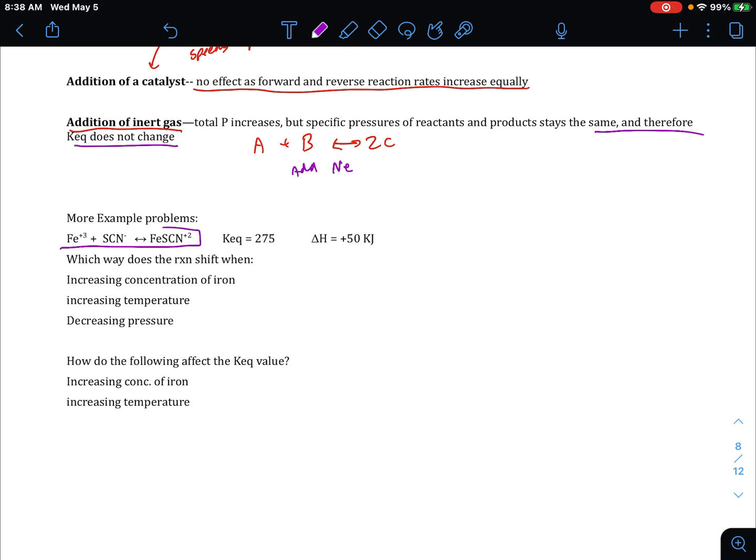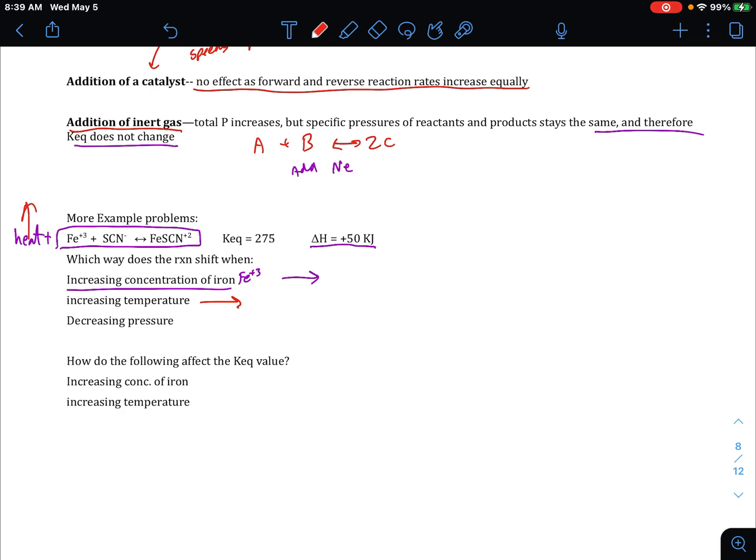So here is my reaction for the ferrothiocyanate ion, and the KEQ is given and the delta H is given. So which way does the reaction shift if we increase the concentration of iron, as in the iron plus 3 ion? If we increase the iron, we're adding more reactant. The system's going to try to consume this extra reactant. It's going to shift to the right. If we increase the temperature, now pay attention to the delta H. This is a positive value. Remember that positive values mean endothermic, and that means heat is a reactant, so that would go over here. So if we increase the temperature, it's like increasing the amount of reactant. This is going to shift to the right.